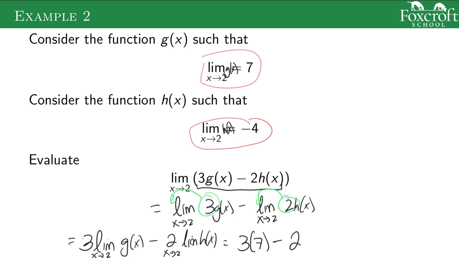All right, this 2 is just going to stay. The limit as x approaches 2 of h of x is negative 4. So we're going to simplify down these limits until we can use the information that's given to us. And this is going to be 21 plus 8, which is 29. All right, so it's a very AP type of question where they give you some type of information and you have to use your rules to break it down until you're able to use that information.